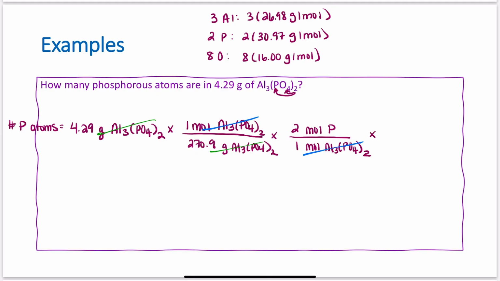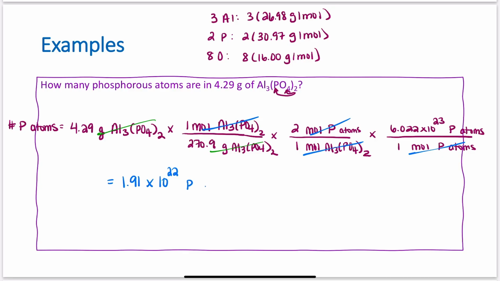Now I can easily calculate to the number of phosphorus atoms. 6.022 times 10 to the 23rd phosphorus atoms for every 1 mole of phosphorus. Cancels out my moles of phosphorus. Gives me my number of phosphorus atoms. I plug this in my calculator and I get 1.91 times 10 to the 22nd phosphorus atoms.